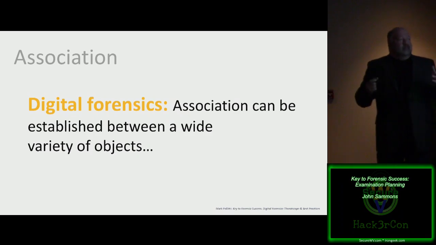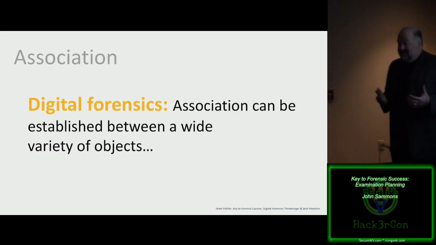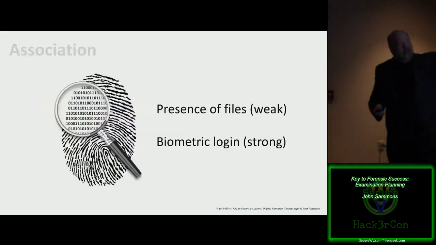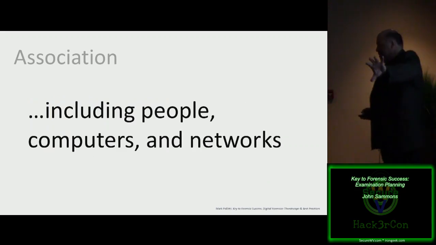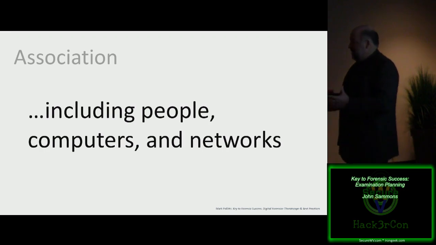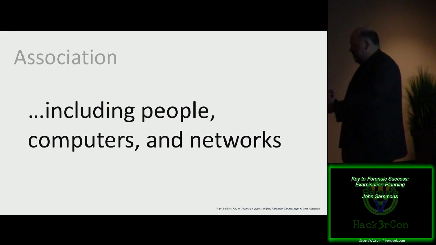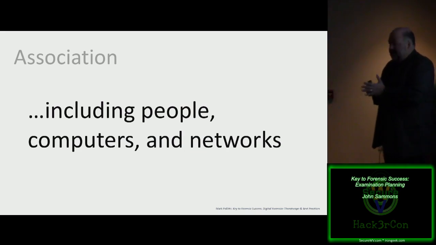So even though we're talking about digital, we can still make that association with a wide variety of objects. What we're talking about here, even on the digital side, is including people, computers, and networks. So we can associate those things together with digital evidence. We can put people together. We can put people with computers. We can put devices on a network. We can put people on a network. All those things can be used to associate those things.